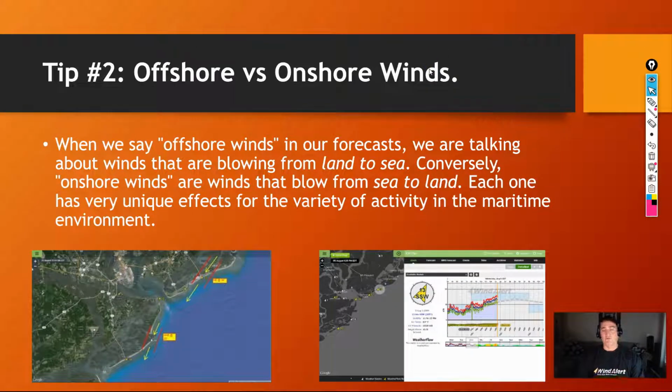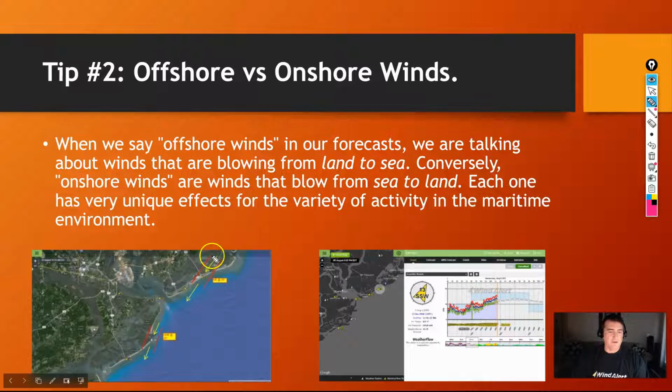Number two, offshore versus onshore winds. Now, this is very important along the coastline, especially for fishing, sailing, and even SUP, kiteboarding, anybody that's on the water. A lot of folks like to know what's going to be offshore and what's going to be onshore, especially when it comes to where to go to do your activities on the water. So we always say, if we have the little graphic down here, this is Charleston, South Carolina.